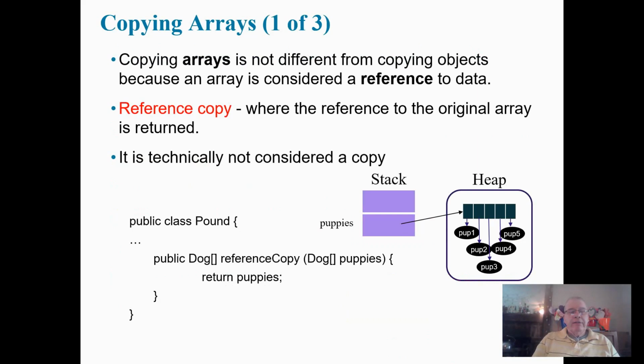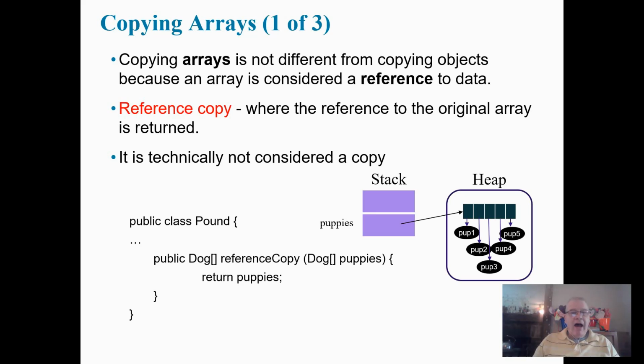So copying arrays is just like copying objects. Remember I said that an object is stored as it could be considered an array, an interface, or an object itself, or a class. So here's an example of the stack and the heap. The stack doesn't store a primitive value, it stores a memory address, and we represent a memory address as an arrow pointing to the location in the heap.